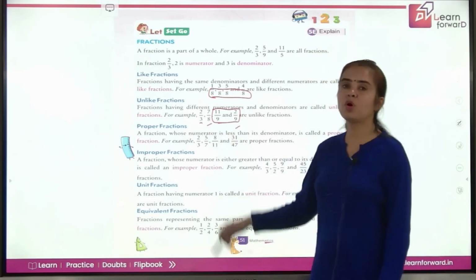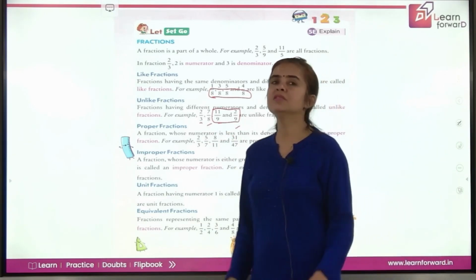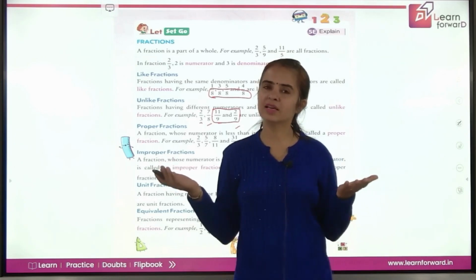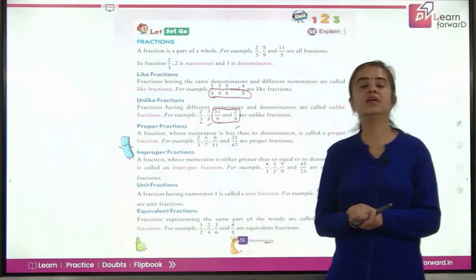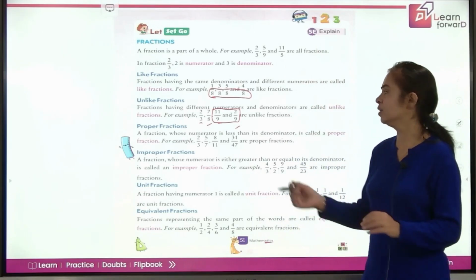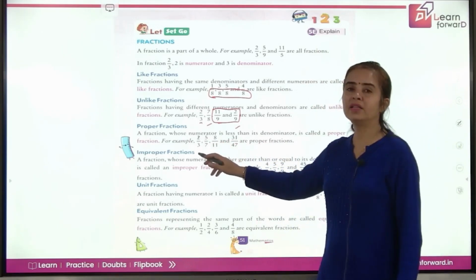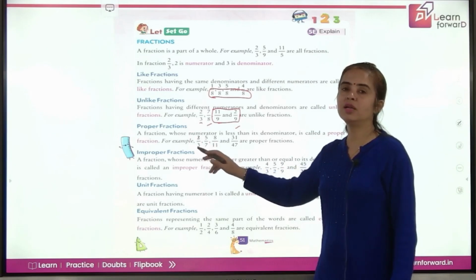Coming to the next is proper fractions. So, proper means something that is done perfectly, correctly. So, proper fractions are the fractions in which the numerator is smaller than the denominator. So, if you have 2 by 3, what do you see? The numerator is smaller than the denominator.